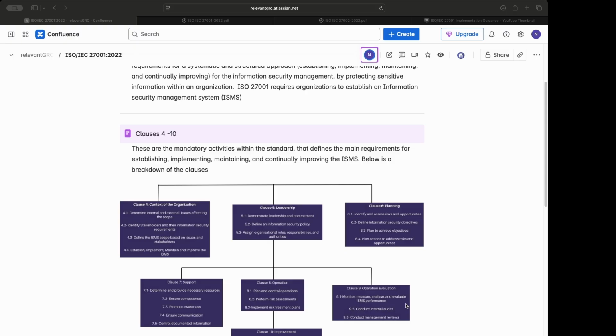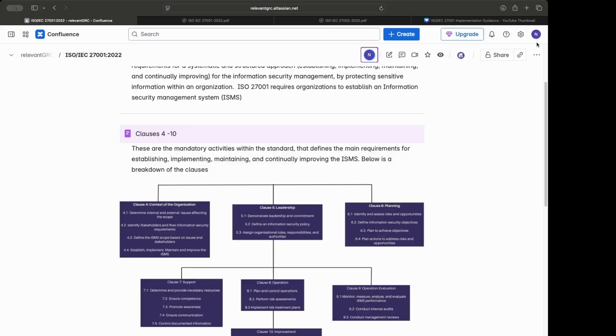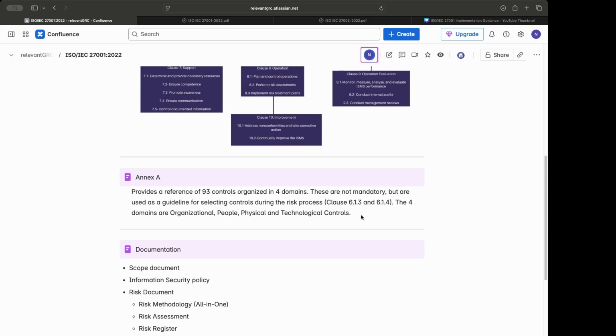So this is a typical breakdown of the clauses, as you can see on your screen. Clauses 4 to 6, 7, 8, 9, and 10. These are the key structure and the mandatory standard requirements that you need to adhere to. So let's move to the annexure. Annex A is structured in 4 domains. We do have the organizational, the people, the physical, and the technical controls.